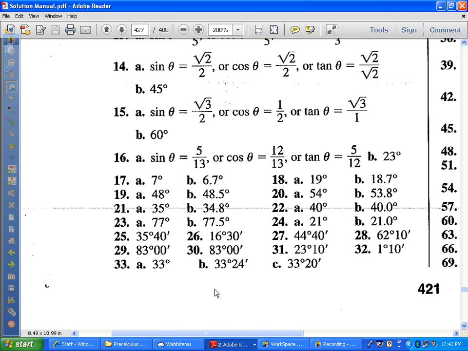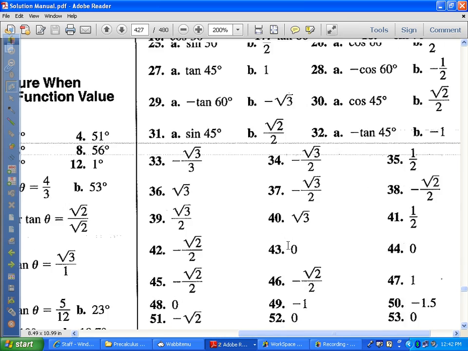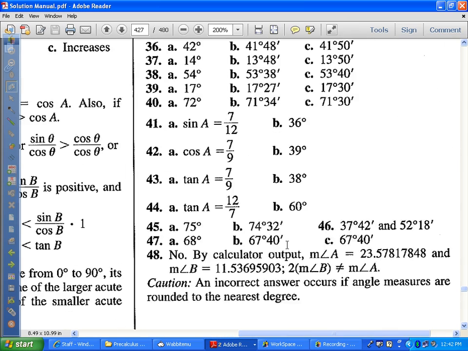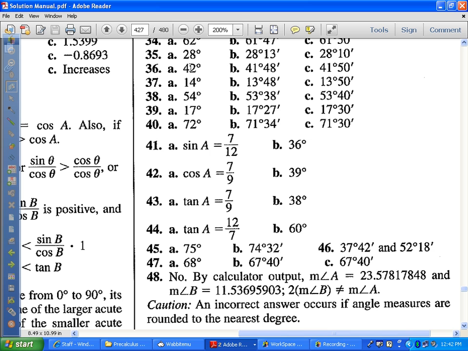33, to the different degrees of accuracy: 33 degrees, 24 minutes, and 33 degrees, 20 minutes. 36 is 41 degrees, 48 minutes, and 41 degrees, 50 minutes. 39 is 17 degrees, 27 minutes, and 17 degrees, 30 minutes.